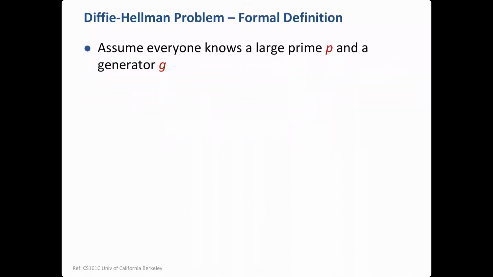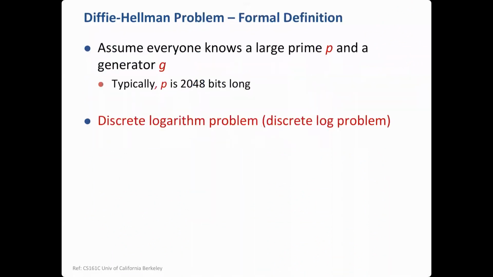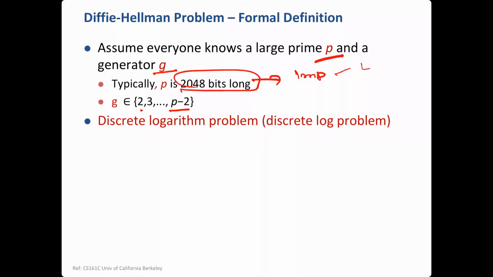All right. Note that p is a very large prime and the generator is also very large, because it is an element from 2 up to p minus 2. It could be anything, and p is very large. That's an important condition. It's very large and prime.